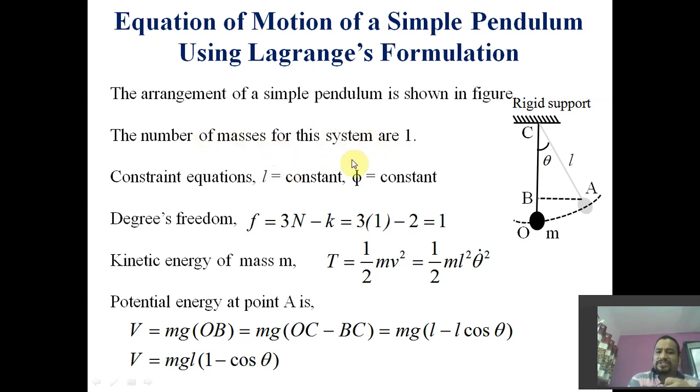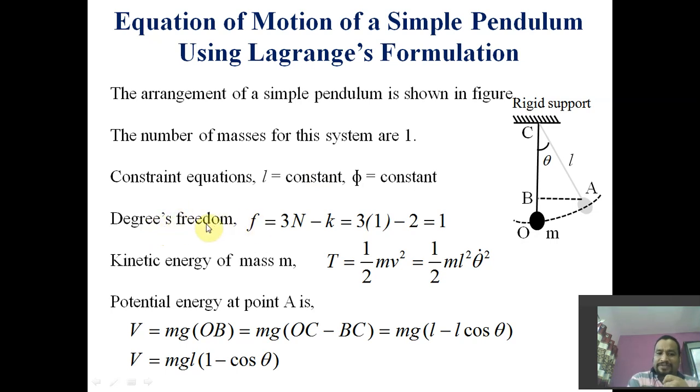Now the number of masses in the system is 1, m. The constraint equations are L equal to constant and phi equal to constant. During the motion only theta is changing. There is no motion along phi; phi is constant. Along this plane phi equal to constant and L equal to constant. There is no motion along L, therefore L is constant.